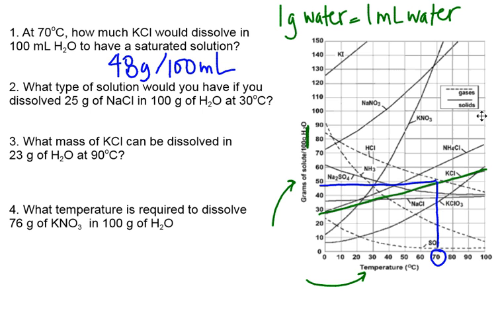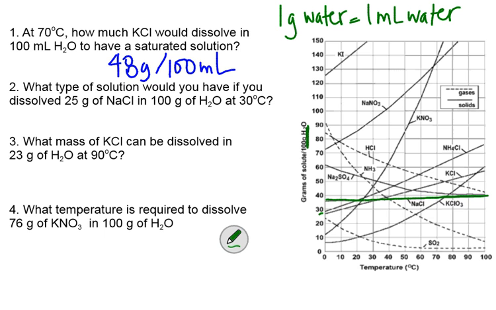All right. Let's check out number 2. I'm going to erase all my lines on here because we're going to focus on NaCl. For number 2, it says, what type of solution would you have if you dissolved 25 grams of NaCl in 100 grams of water at 30 degrees? My first thing is I highlight my NaCl line, which is this line here.